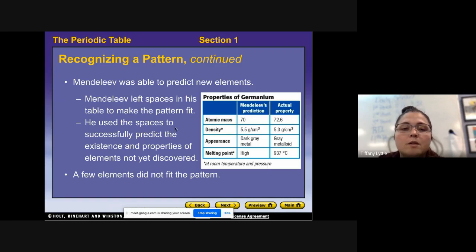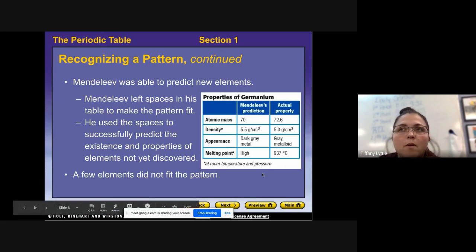So he used the spaces in the table and looked at the elements that were around those empty spaces to predict the existence and properties of elements that had not been discovered yet. One of those, again, was germanium. He left the space between silicon and tin, and he predicted based on what it was between that it was between silicon and tin. He was able to predict a lot of things about it.